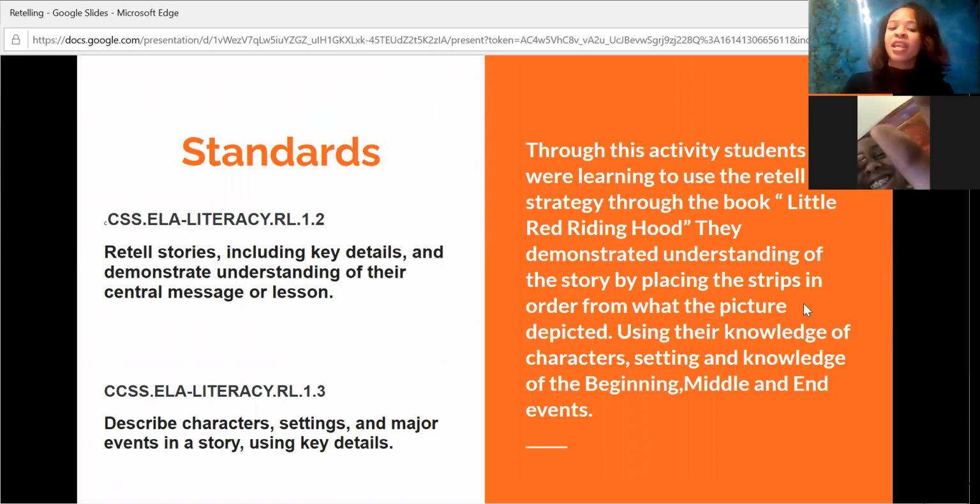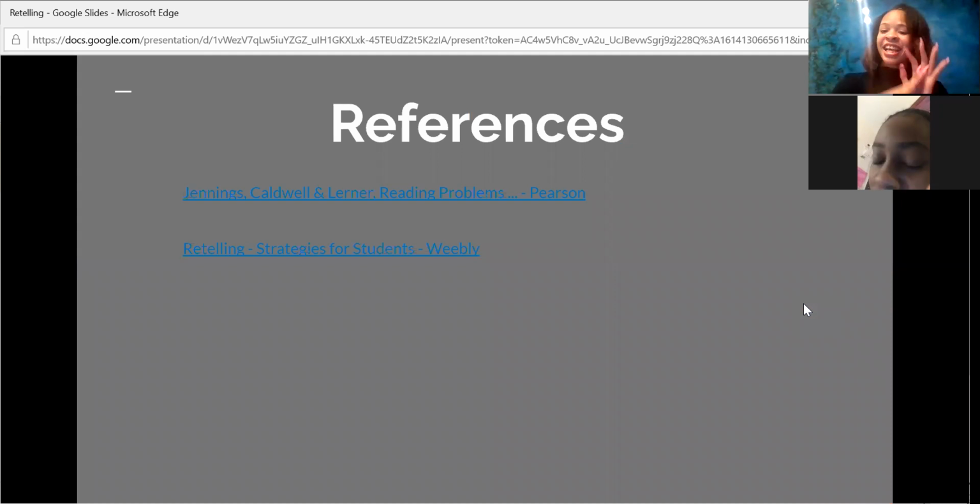Okay, so the standards that we used today were the ELA literacy 1.2, in which you were able to retell stories, including key details, and also demonstrate your understanding of the central message or lesson. And you also describe the characters, the settings, and major events in the story, which were the beginning, middle, and end, and you use key details. So through this activity, we're learning to use the strategy of retelling with the book Little Red Riding Hood, and you were able to demonstrate your understanding by doing the retelling hand and placing the strips in order and having your pictures of the story. And you were using your knowledge of character, setting, and the beginning, middle, and end events. These are the references, and this is the end of our lesson, class.